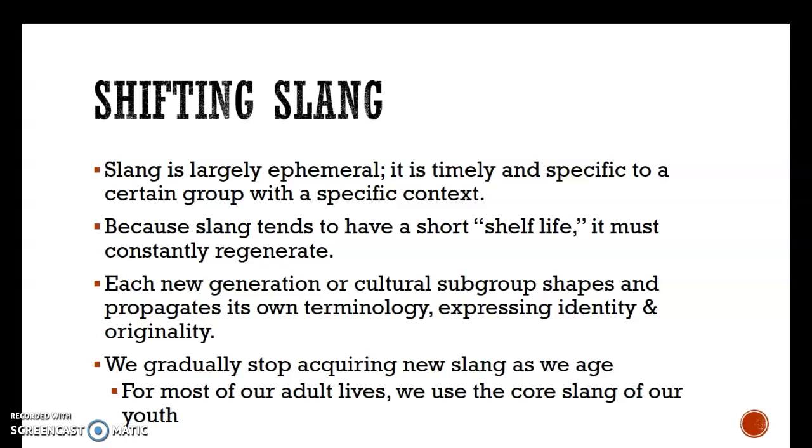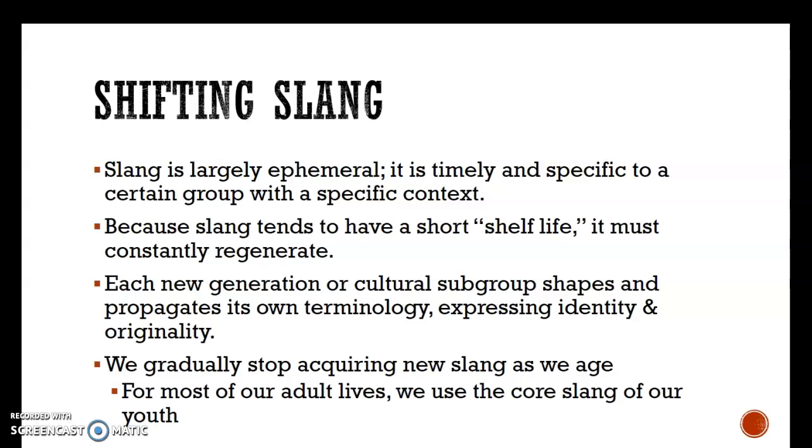Sadly, however, we gradually stop acquiring new slang as we age. Each new generation or cultural group develops its own slang, which is meshed in its identity. For most of our adult lives, we use the core slang of our youth, and when we get old enough, we stop using slang altogether.